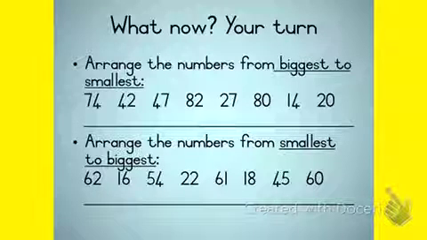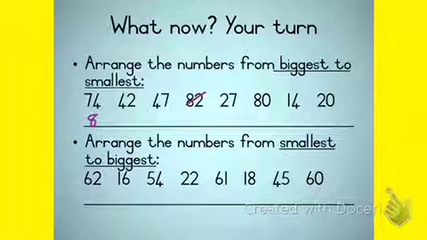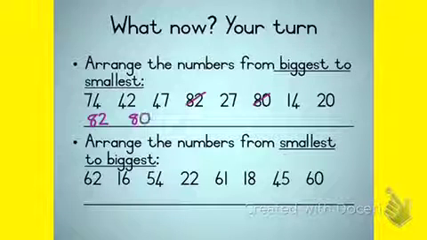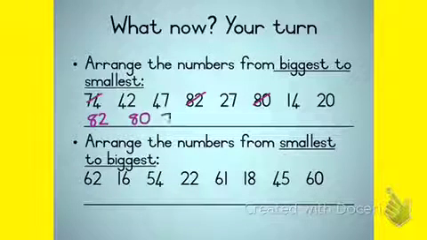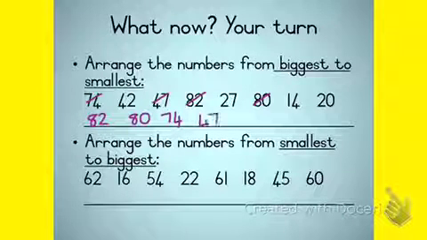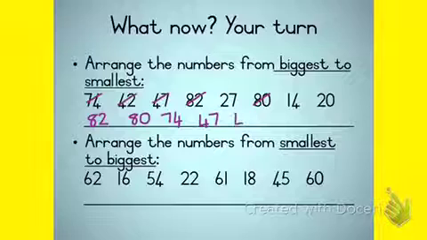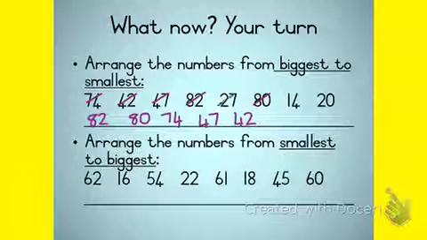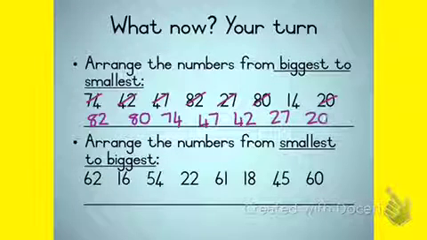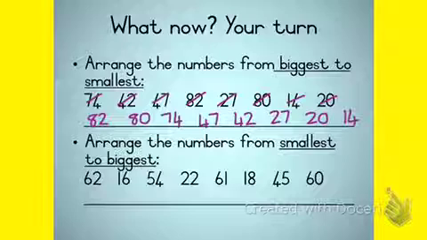Okay, let's see how you did. So I hope you read carefully. Arrange the numbers from biggest to smallest. So my biggest number, 82. Then we had 80. 74. 47. 42. 27. 20 and 14. There we go.